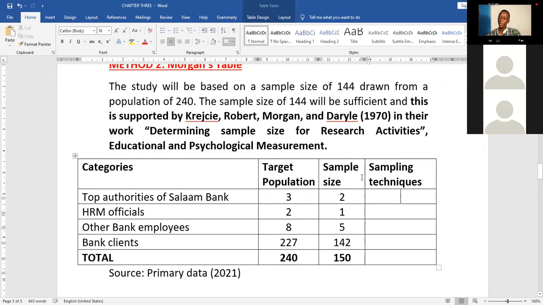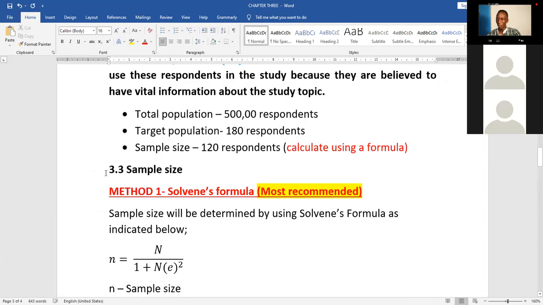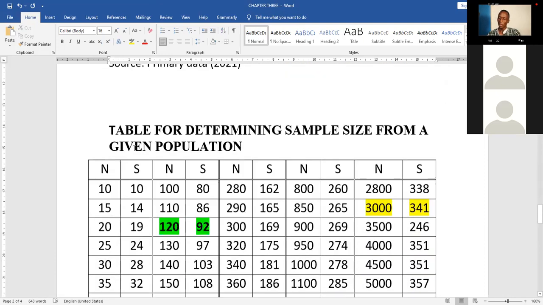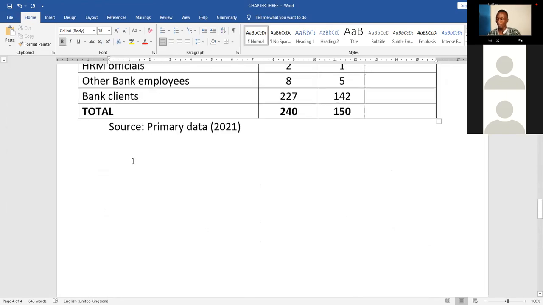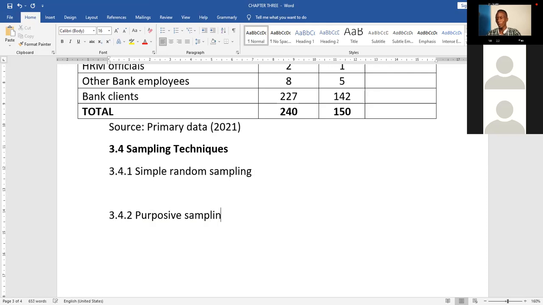And then sampling techniques. How do you get the sampling techniques? Now, we have different sampling techniques. This one is going to be 3.4 because this one is 3.3. So 3.4 is going to be sampling techniques. Which sampling techniques should we use? 3.4.1 is going to be simple random sampling, and then 3.4.2 is going to be purposive sampling.